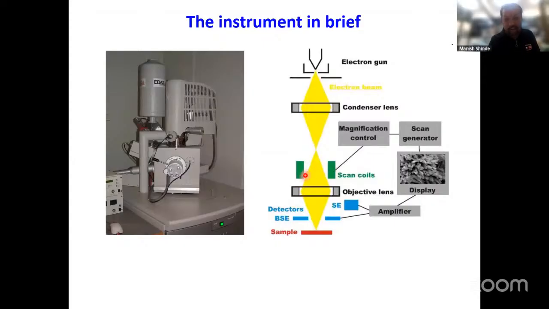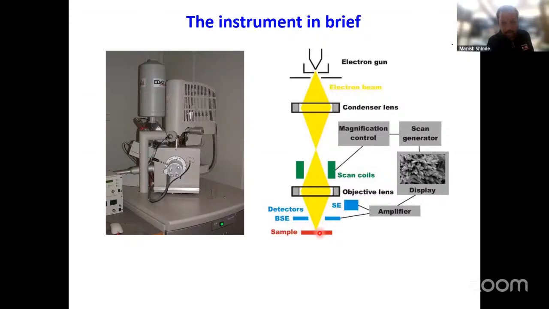Now this scan coil is very important because the scan coils help in scanning the electron beam on the sample. So that is why it is called scanning electron microscopy, because this coil scans the sample. It is like your TV screen also. When you look at the TV screen and you are seeing the image, basically the electron beam in your TV screen is scanning that picture tube, and you are getting the signal. The similar scanning occurs here also.